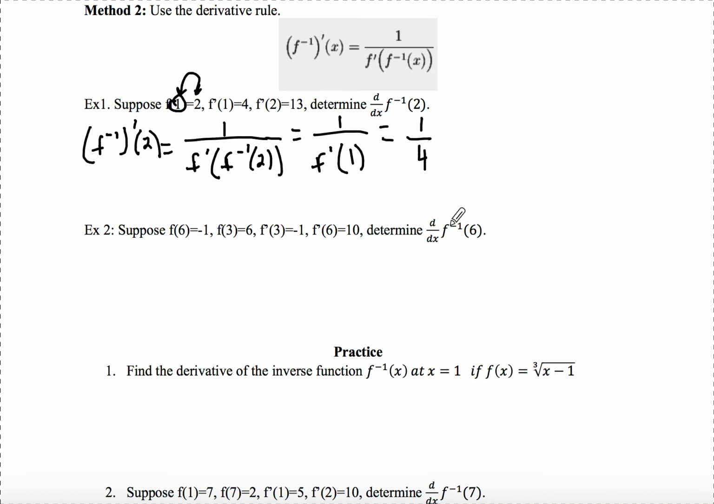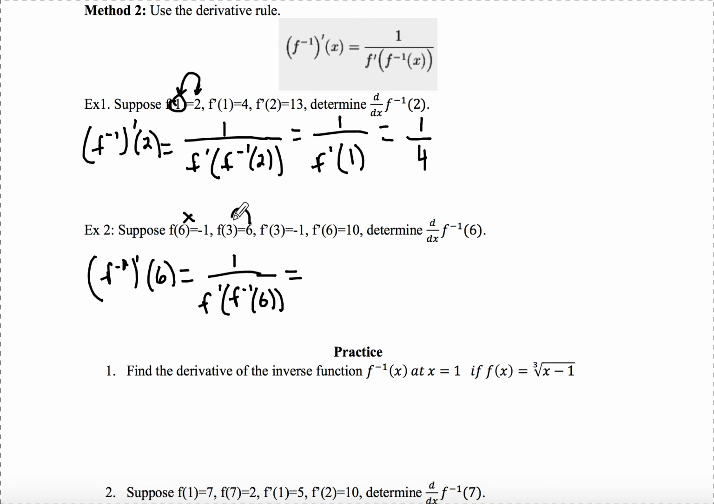Here we want to determine the derivative of f inverse of 6. All right? F inverse prime of 6 is going to be 1 over f prime of f inverse of 6. So I go, okay, well, what's f inverse of 6? I'm given a lot of information up here. The last two have to do with derivatives, so it's not those. F inverse of 6. It's not this one. That would be f of 6.